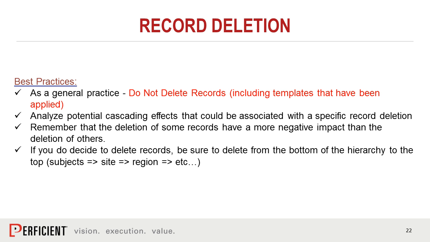So the deletion of a single record can cause unanticipated issues with other associated records, and this is known as a cascade delete or a cascading effect. In addition, deletion of some types of records has more negative impact than deletion of others. For example, deleting a site document is not going to have a significant impact on the system, but deleting a subject can delete any orphan activity records like subject visits and activities that have already been paid for. So that's an example there.